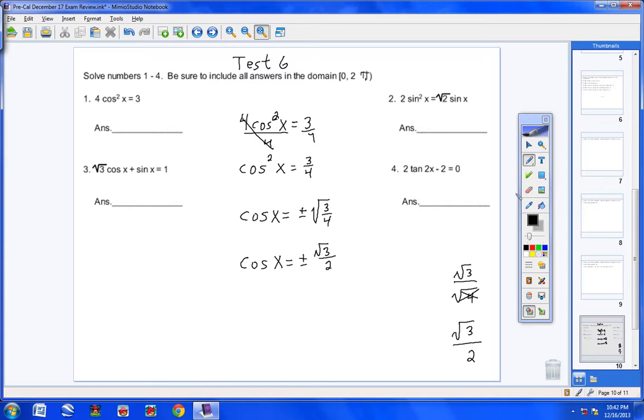All right, so simple enough. So I've gotten cosine all by itself, and now the next thing I say is, well, I've got to find that angle. I've got to find the angle that when I take the cosine of it, it gives me square root of 3 over 2.